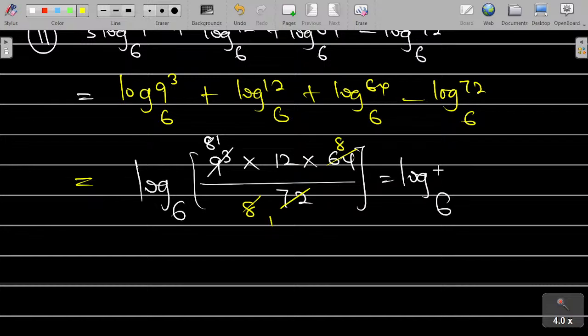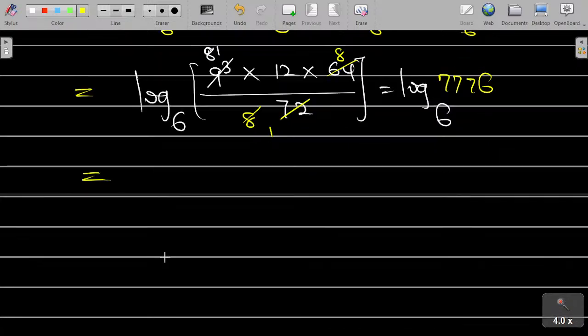Okay, so that's giving us log 7776. Okay, so whenever we have a log to a particular base and we want to simplify, one thing we should try to see is, is it possible to write this number in base 6? Okay, so that way we'll be able to simplify. So we'll try to see how you do that.